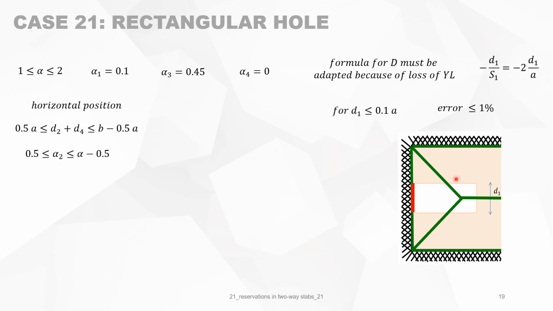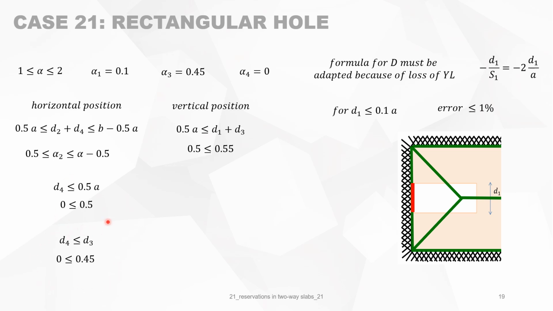The horizontal position, we will check if this hole reservation fulfills the conditions of case 21. We look at the horizontal position and we see that alpha 2 is variable here in our example. So alpha 2 must be between 0.5 and alpha minus 0.5. That's the condition on this reservation. The second condition is okay. The other condition is also fine. We look now at the vertical position. This is fulfilled, and this is also correct. So we know now that this is a case 21 reservation on the condition that alpha 2 is situated between those two limits.